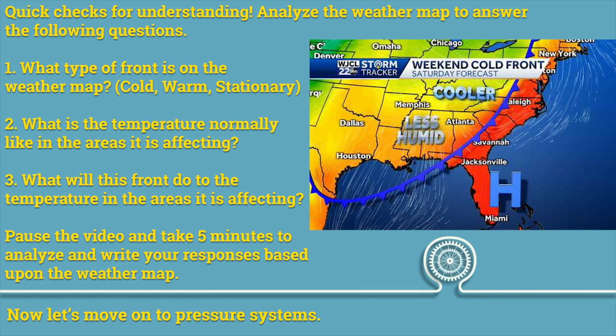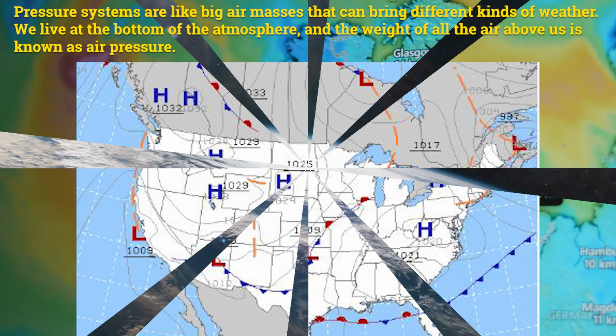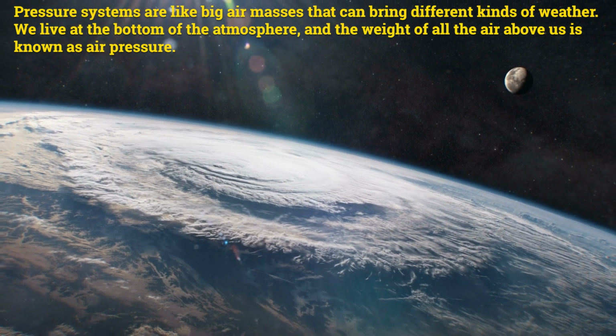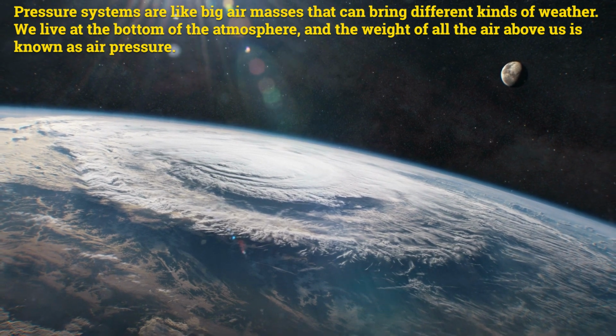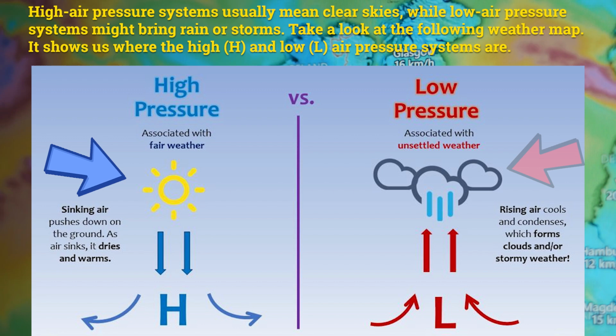Now let's move on to pressure systems. Pressure systems are like big air masses that can bring different kinds of weather. We live at the bottom of the atmosphere, and the weight of all the air above us is known as air pressure. High air pressure systems usually mean clear skies, while low air pressure systems might bring rain or storms.